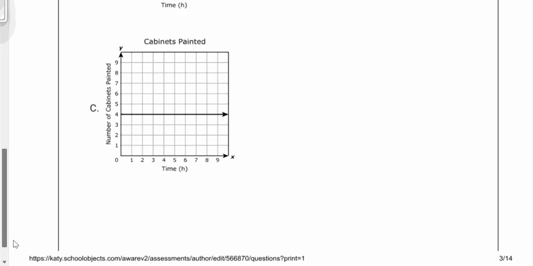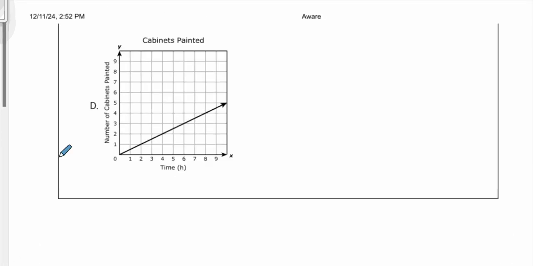So if I'm thinking about that, then if I look at graph B here, I can see that in 1 hour, I've gone half, but I can also look at 8, and I can see at 8 hours, I've done 4 cabinets. So B is my answer.